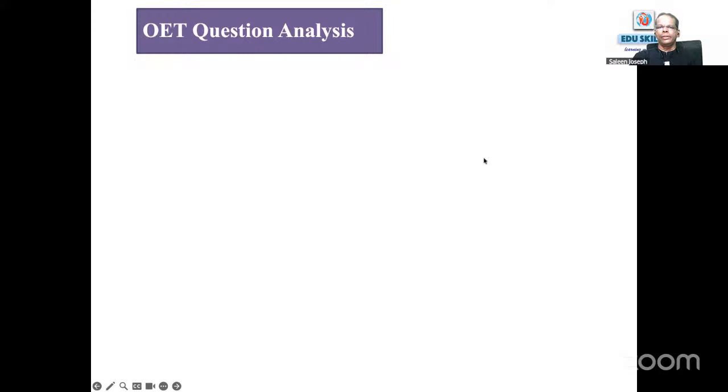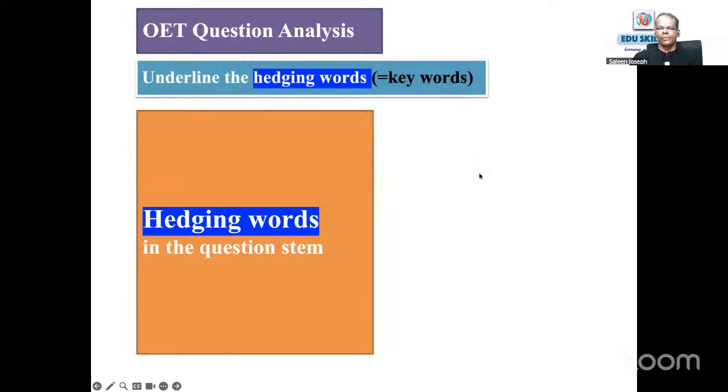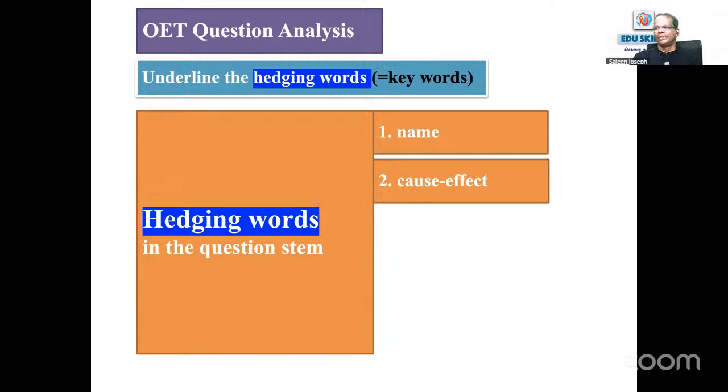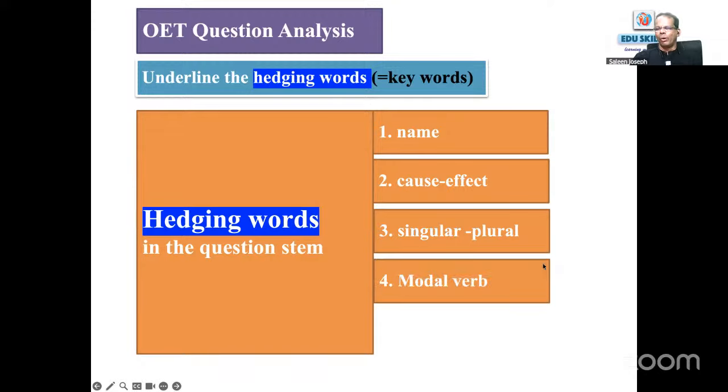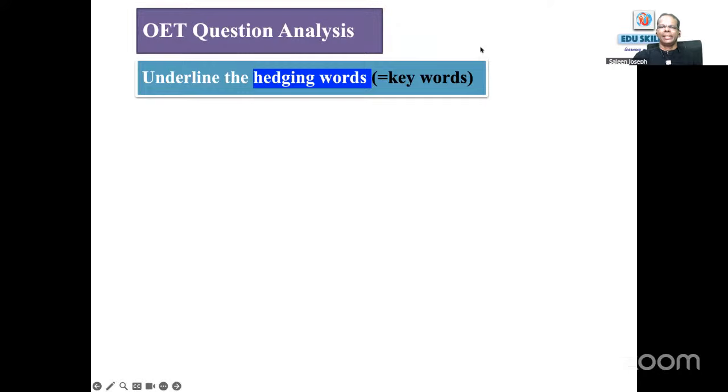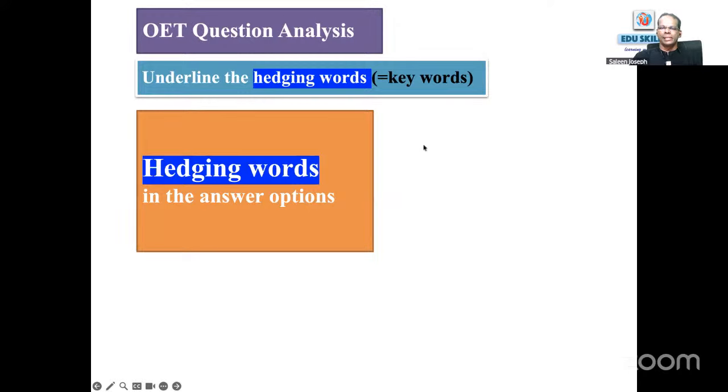OET question analysis: underline the hedging words. Hedging words in the question stem: name, cause and effect. Maybe they'll be asking for a reason, because, due to such things. Singular and plural. Modal verb, tense. These are the commonly appearing hedging words in the question stem, not in the answer options. Now underline the hedging words, keywords. Hedging words means keywords, the main words in the question stem and answer options.